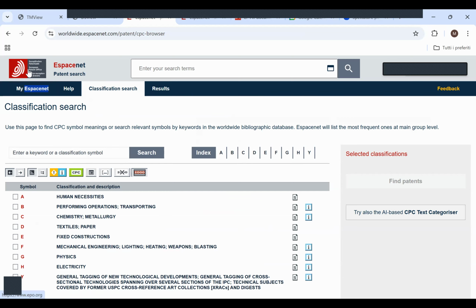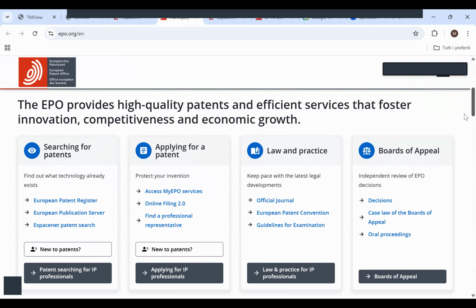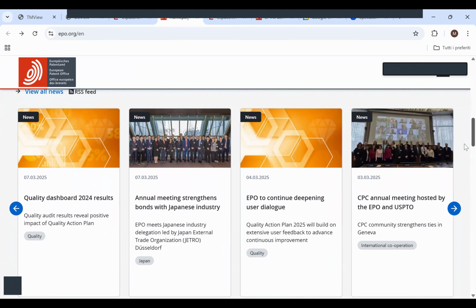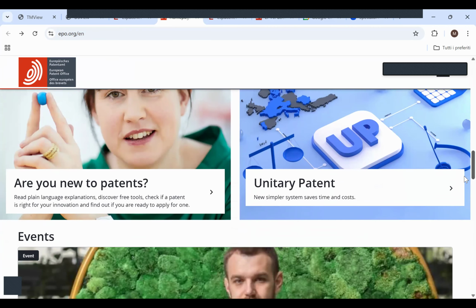I suggest you also to take a look at the EPO website, because here you have a lot of useful information from the point of view of search, how to search, sorry, from the point of view of the process to apply, the legal background, and a lot of other general information, but really it's quite interesting.